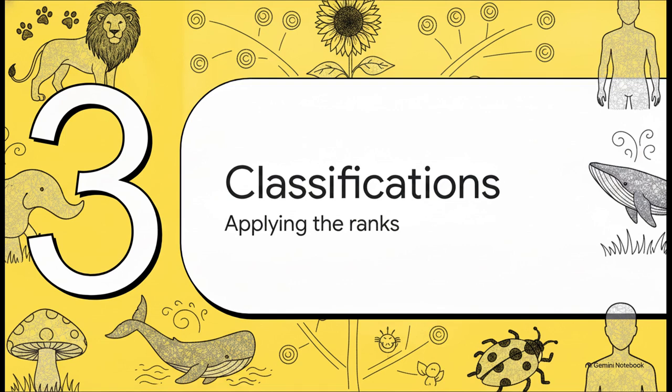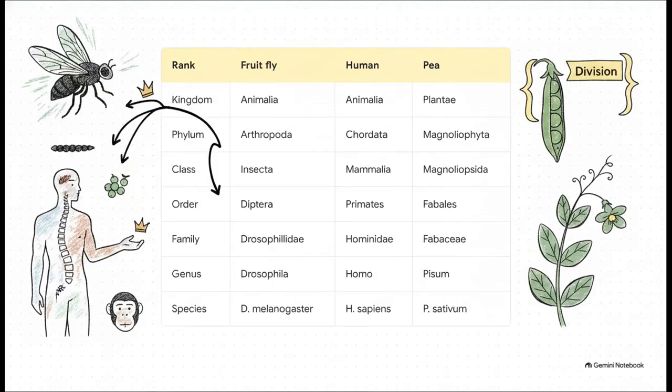Section 3, real-world classifications, applying the taxonomic ranks. To really make this click in your mind, let's apply this abstract hierarchy to a few living things we all easily recognize. And what is just so fascinating here is how clearly we can see our biological relationships mapped out. Take a look at the human and the fruit fly columns. We actually share the exact same kingdom, Animalia.